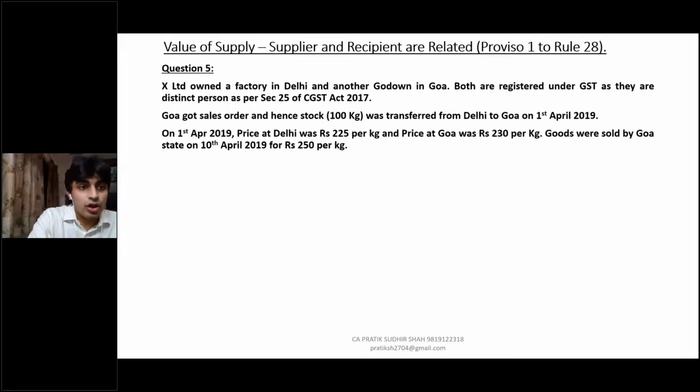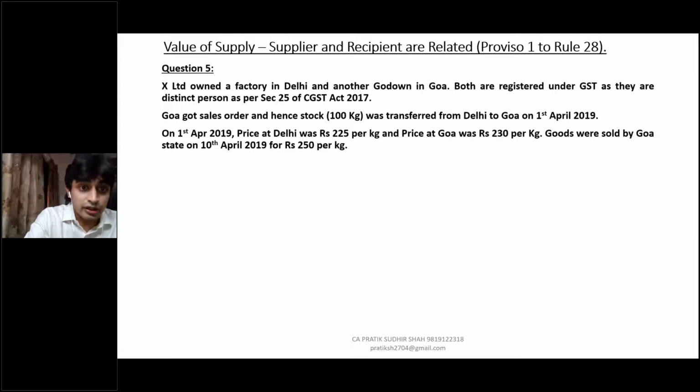Okay, see this. Goa got a sales order and hence stock of 100 kg was transferred from Delhi to Goa. Distinct person, on 1st April 19. On 1st April 19, price at Delhi was 225 and price at Goa was 230. Market value is given. And goods are sold by Goa state on 10th of April for 250 per kg.